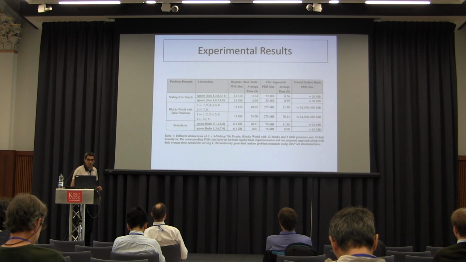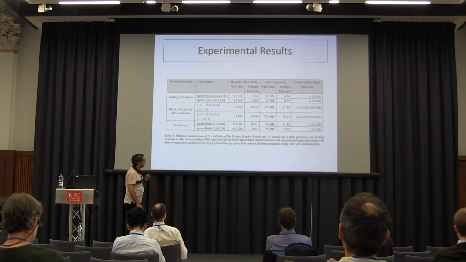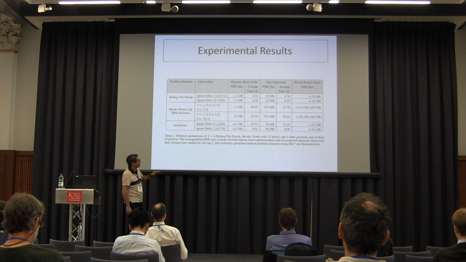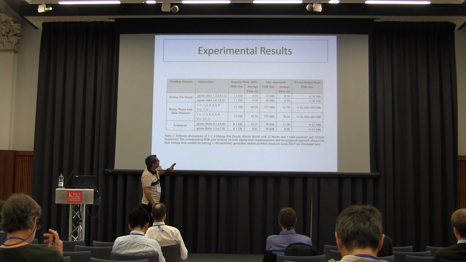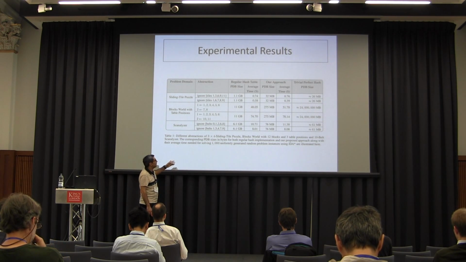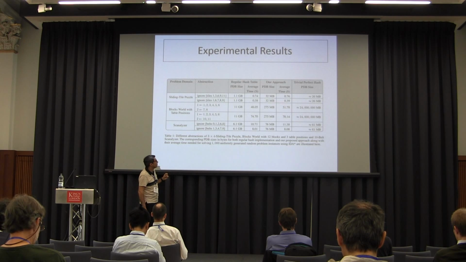And for experimental results, we have experimented with 3 problem domains and 6 abstractions, and we generated 1,000 problems uniformly, solved them with IDA star, and averaged the timing. For comparator approaches, we have implemented this in PSVN, where the hash function is not very efficient memory-wise, but it has very fast lookup time.